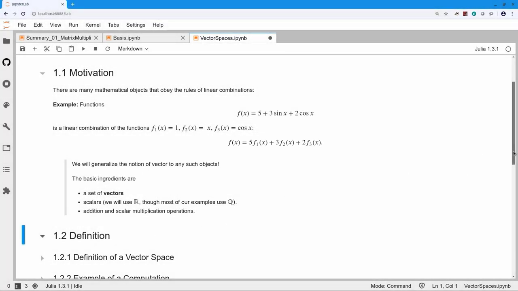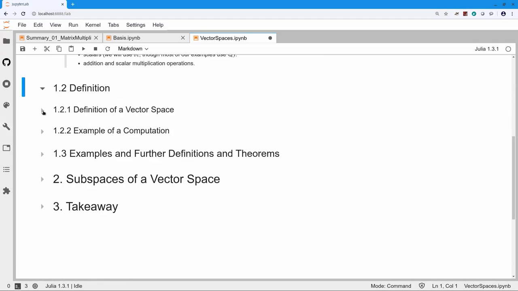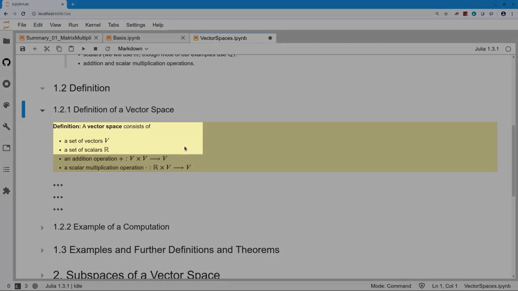That leads us to the following definition of a vector space. First of all, the ingredients. A set of vectors, whatever they happen to be. A set of scalars. Here we'll choose R. The addition operation for vectors: if I take a vector plus another vector and add them together, I get a vector. And the scalar multiplication operation: if I take a scalar in R and another vector and I multiply them together, I get a vector. So I have these four ingredients.